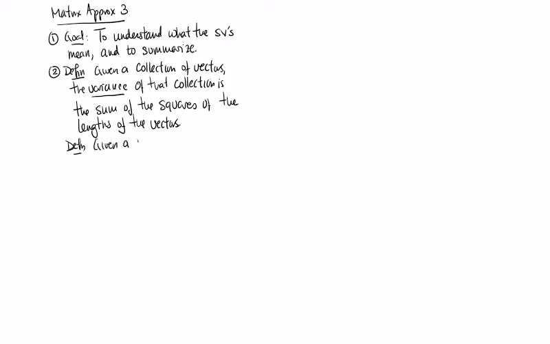so given a matrix A, we'll say the variance of A, which we'll denote by the magnitude of A squared. This is just the variance of the columns, the set of columns.